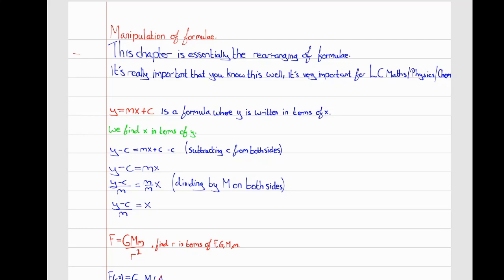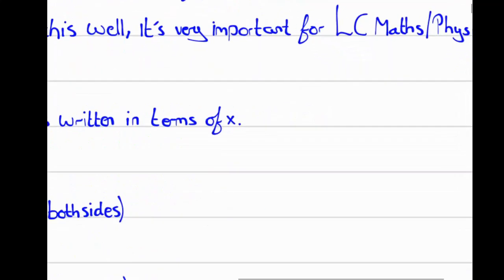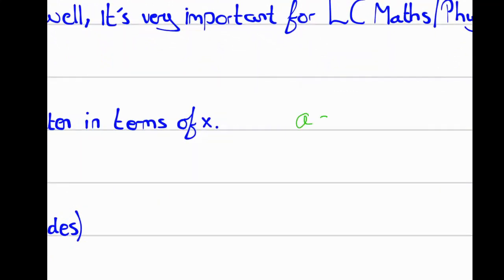So when we're asked to get something in terms of something, say we're asked to get A equals 2B in terms of B, we basically want to write B is equal to some combination of every other variable and number that's in the equation. So in that case, if we want this in terms of B, we just divide on both sides by 2, we'll get this. That's that equation in terms of B.